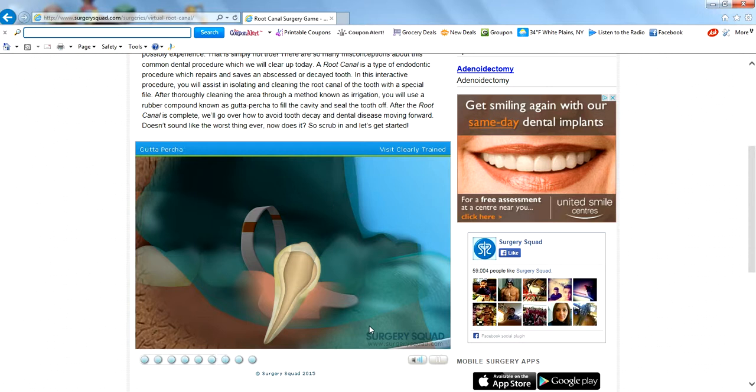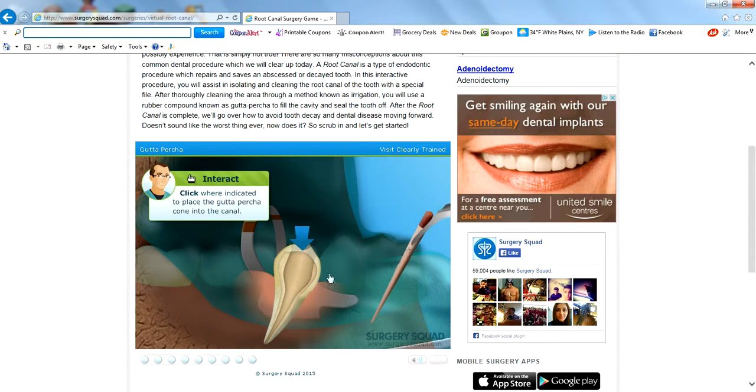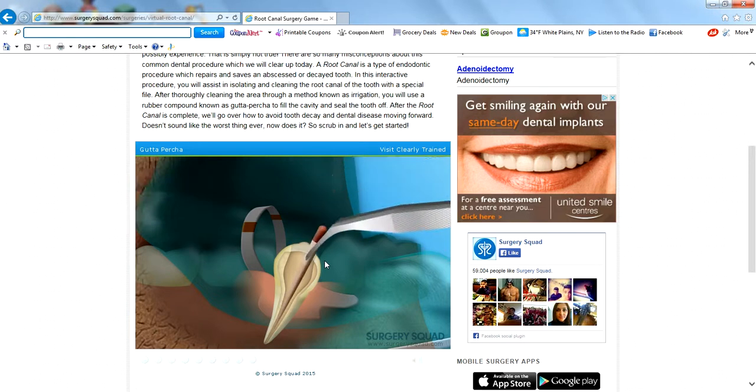Next, we'll need to fill the tooth using a rubber compound known as gutta percha. Gutta percha is often preformed as tiny, thin cones that we'll insert into the clean canal of the tooth. I've already added some sealant to the gutta percha cone. Alright, let's go. What is that, like a fake cigarette? Instrument is now used to remove the excess gutta percha.